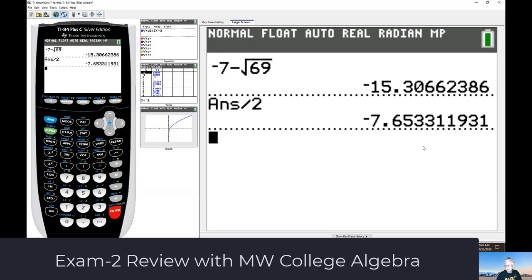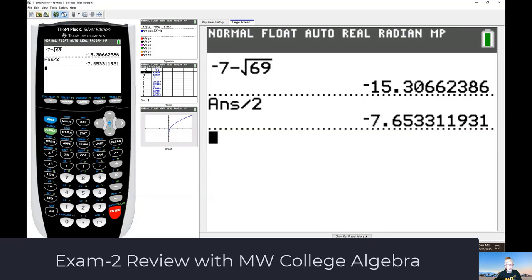And then we need to round to 1, 2, 3 decimal places. So I look over at the 4th decimal place and ask myself, is that number 5 or greater? Well, clearly it's not, it's a 3. 3 will not cause this 3 to move up to a 4. So my answer is going to be negative 7.653.